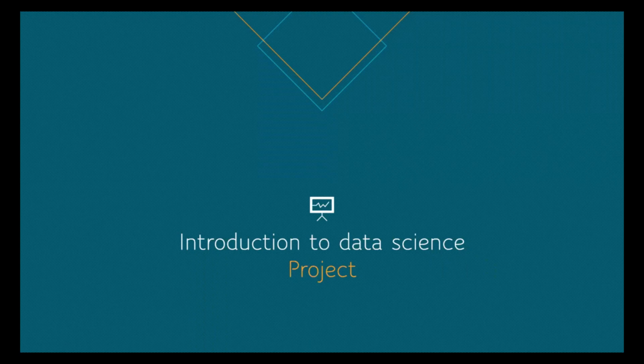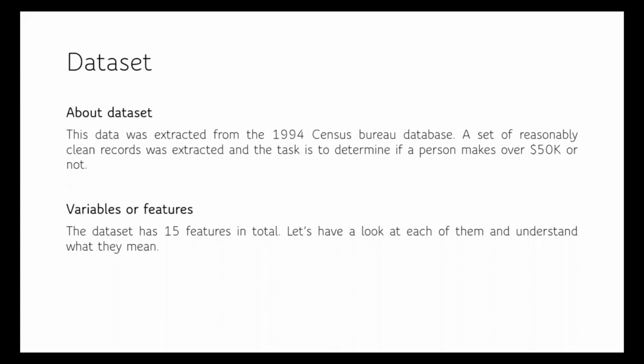This is a capstone project, and in this course, we will work on a dataset and sum up what we have learned so far. So let's get familiar with the dataset. This data was extracted from the 1994 Census Bureau database. A set of reasonably clean records was extracted, and the task is to determine if a person makes over $50,000 or not. So let's see the variables or features of this dataset.